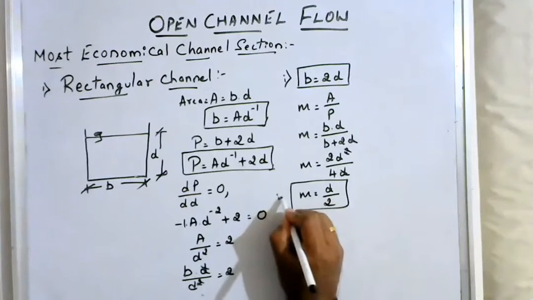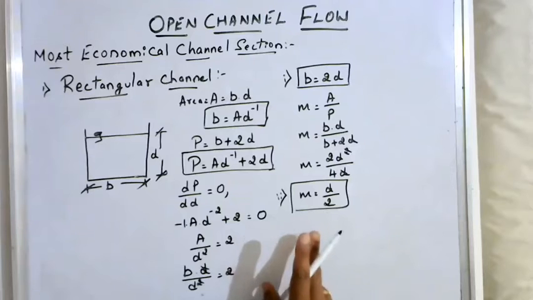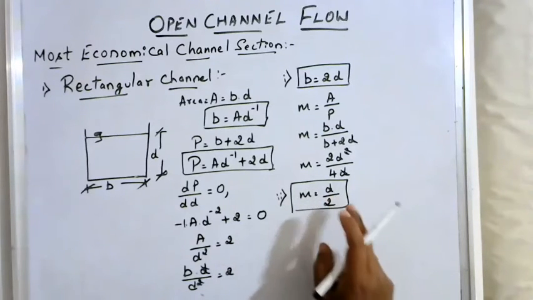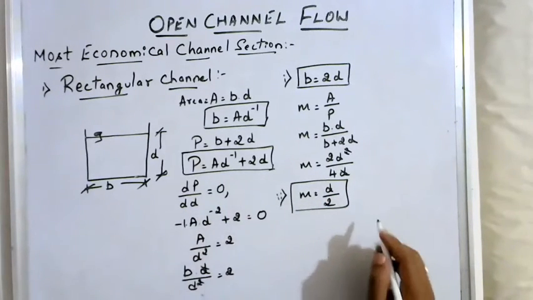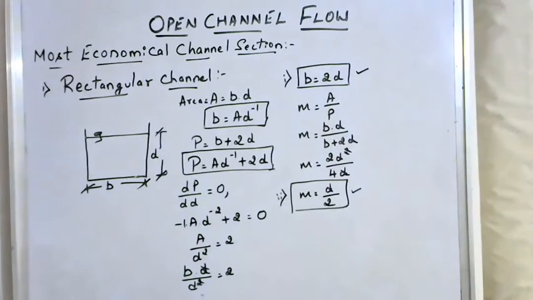This is your second condition. What is the second condition? The hydraulic mean depth should be equal to half of the depth. Then you can say the rectangular channel is the most economical one. These are the two conditions for the most economical rectangular channel section. Next we'll see the trapezoidal channel section.